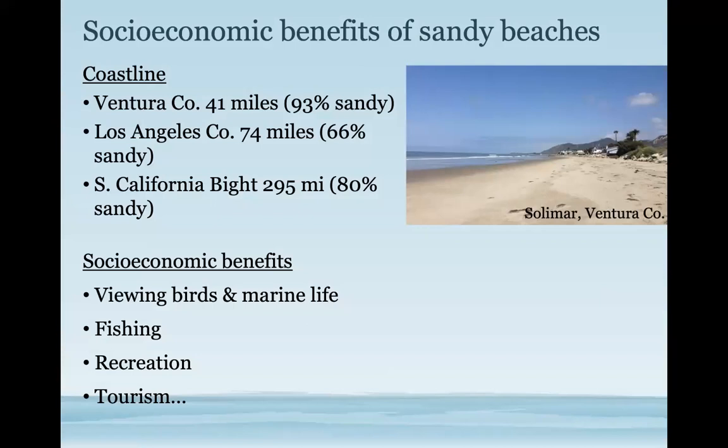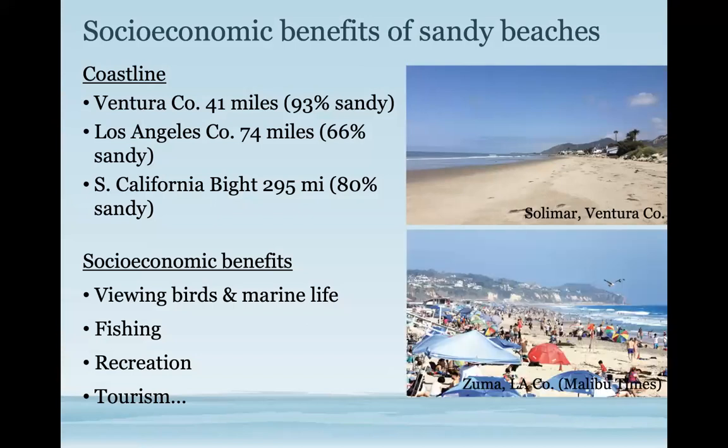And if you've been to Solimar Beach in Ventura, they have the new access ramp, which is really nice. And it's one of the bigger beaches to go to. People go out to view birds and marine life, to fish, to hang out, to beat the heat. Maybe they've never been to one of the beaches, so lots of tourism. If you've ever been down to Zuma Beach, this is what it looks like on 4th of July. It's nuts. There's tons and tons of people down there.